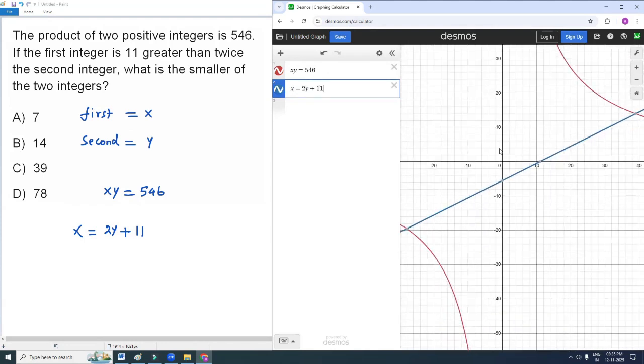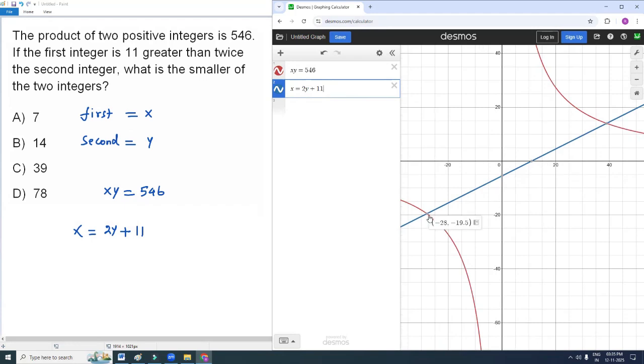Okay, now to get the values of x and y, we have to consider the points of intersection of the graphs of the two equations. One is over here and the other one is over here. And the first point over here, the value of x is negative 28, the value of y is negative 19.5.